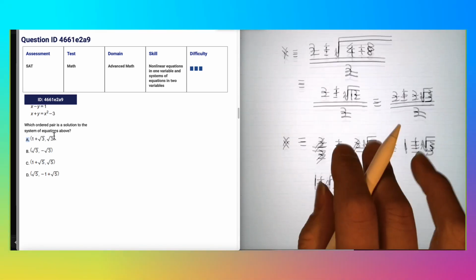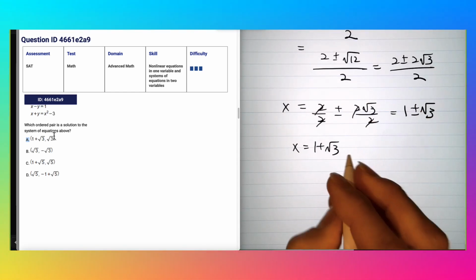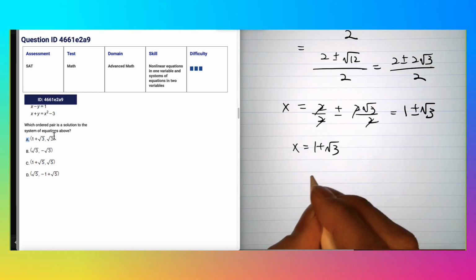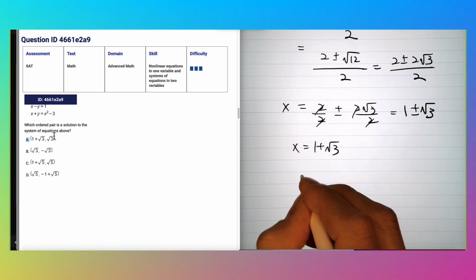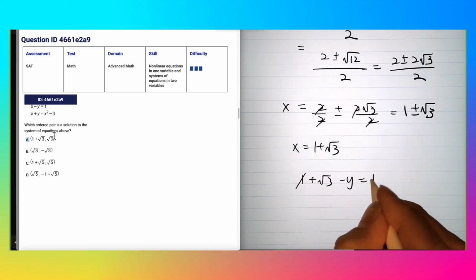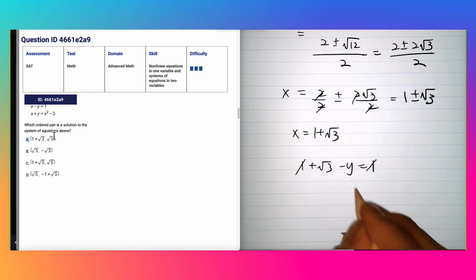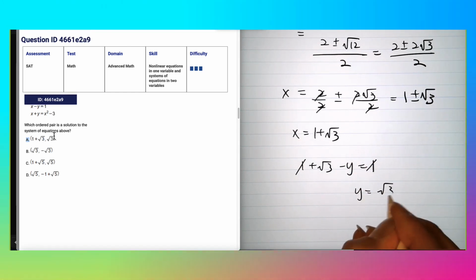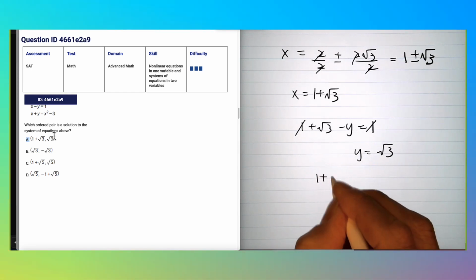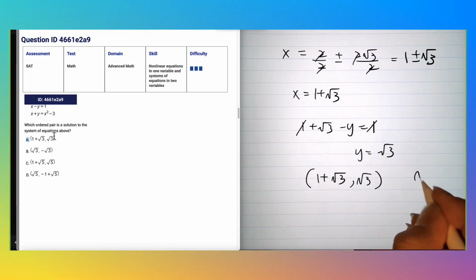However, if you have some time left, or if you are really confident and can do quick mental math, we can plug it into the top linear equation, and we get 1 plus radical 3 minus y equals 1. You can see that the 1s cancel when you subtract 1 on both sides. If you bring the negative y to the right, you get y equals radical 3, and therefore it confirms that the coordinate of our solution is 1 plus radical 3 comma radical 3, and therefore the answer is A.